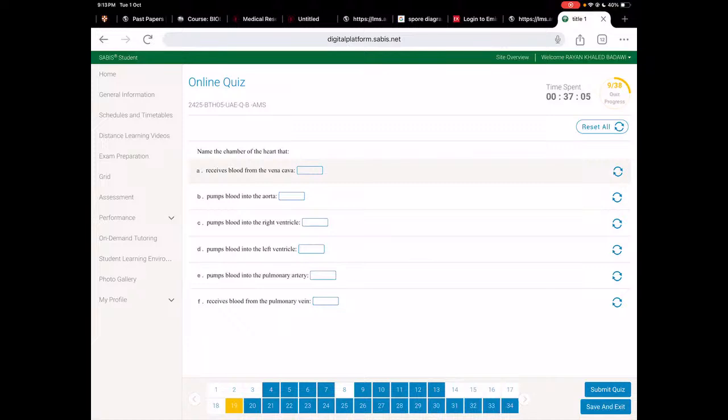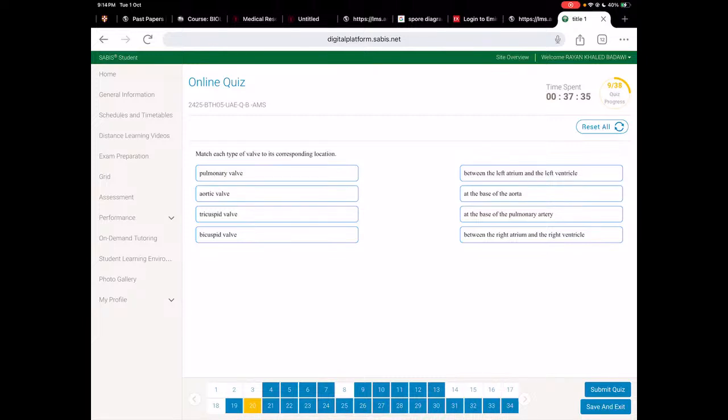So it receives blood from the vena cava, we said is the right atrium. Pumps blood into the aorta, we said is the left ventricle. Pumps blood into the right ventricle, it's the right atrium. Pumps blood into the left ventricle, it's going to be the left atrium. Pumps blood into the pulmonary artery, it's going to be the right ventricle. Receives blood from the pulmonary vein, it's going to be the left atrium. Okay?